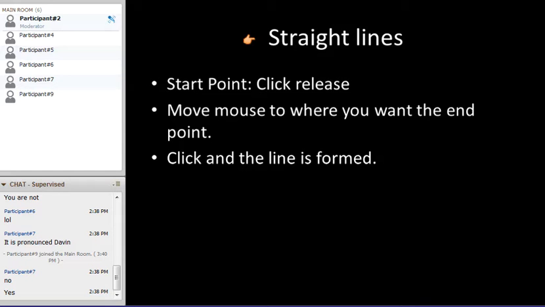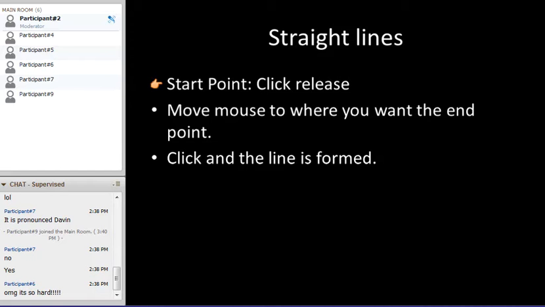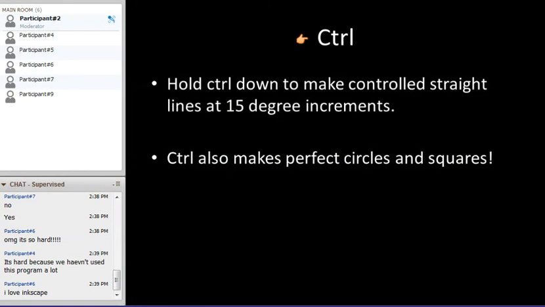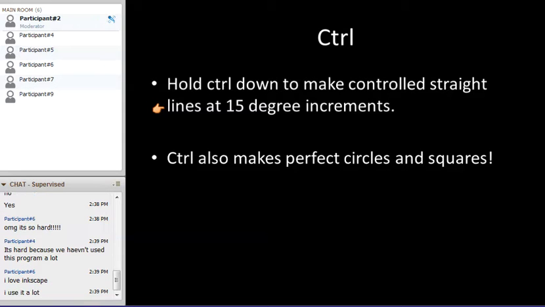To draw straight lines, to make a start point, you just click and release, and then move the mouse to where you want the end point, and then you click, and that'll make a straight line. Control controls things. When you're making your straight lines, if you hold down the Control key, it will keep your lines at 15-degree increments.